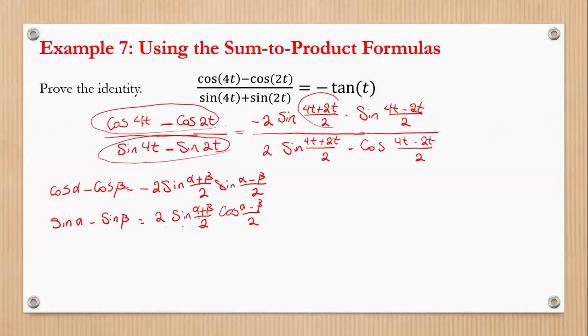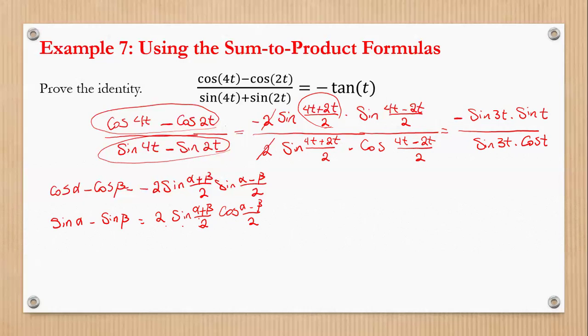To simplify the angles, 4t plus 2t is 6t divided by 2 is 3t. So we have sine of 3t. 4t minus 2t is 2t divided by 2 is just t. And the denominator, 4t plus 2t is 6t divided by 2 again is 3t. 4t minus 2t is 2t divided by 2 is just t. And I can cancel out the 2 and 2, and I only have a negative on top.